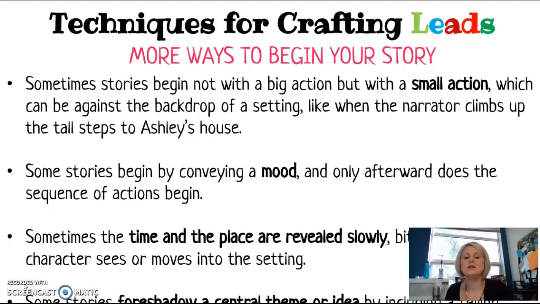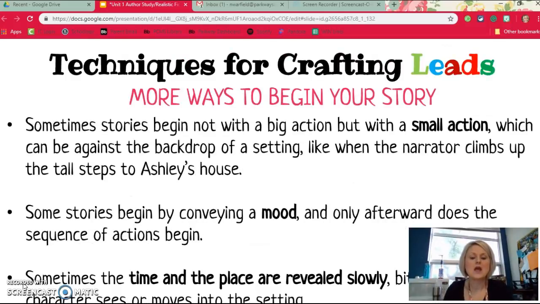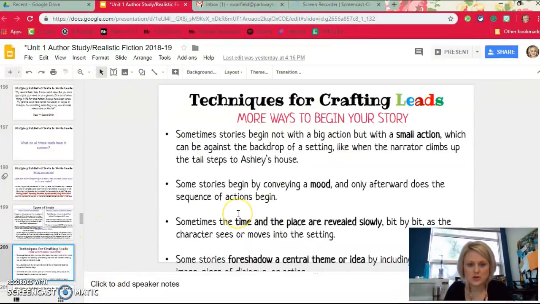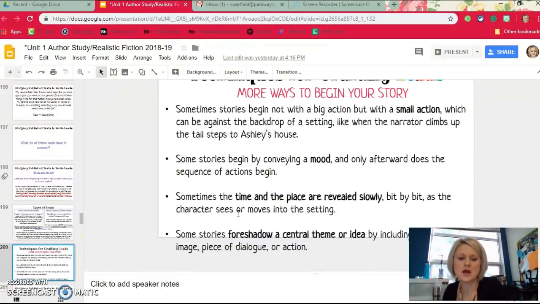So really setting the feeling you want your reader to have at the beginning. Sometimes time and place are revealed slowly, bit by bit, as the character sees or moves into the setting. That's really important too. That's a good way to jump in and let your reader see things as your characters see them. And then I'm gonna make this smaller so you can see the bottom of it because it kind of got cut off in full screen. The last way you can is you can look at how to foreshadow the theme or the idea at the beginning, and that's what's on the rubric, hinting at a theme, foreshadowing the theme, thinking about what kind of lesson your characters might learn from this.